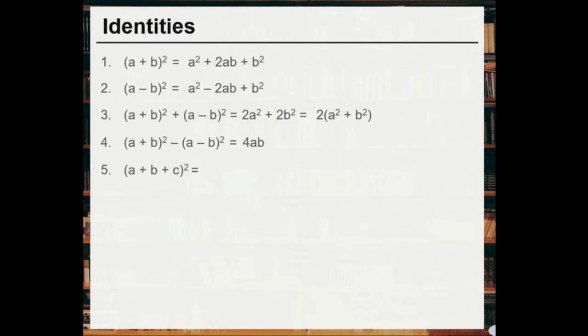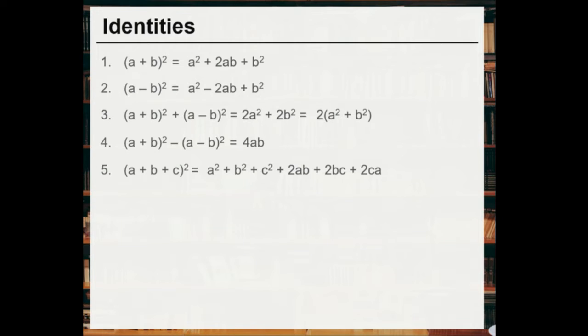Next one is a plus b plus c the whole square. Now, how do you do that? Do you really need to multiply a plus b plus c with a plus b plus c and get the answer? Let's see what the formula is. It will be a square plus b square plus c square plus 2 times all the different combinations. That is 2 times AB, 2 times AC and 2 times BC.